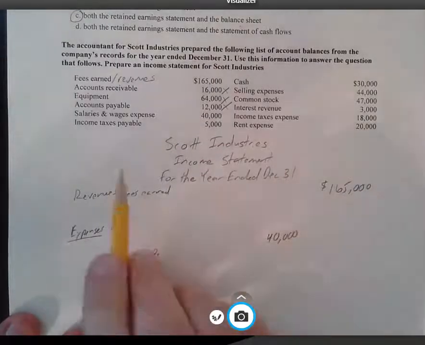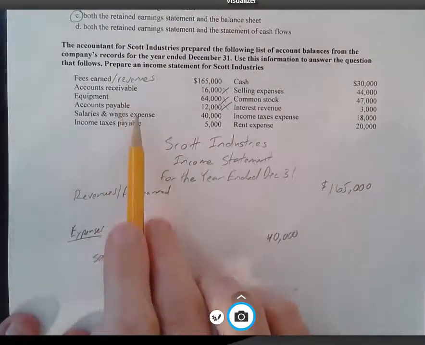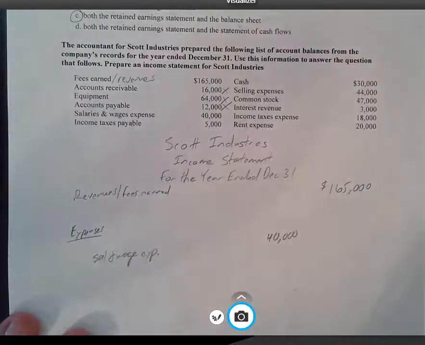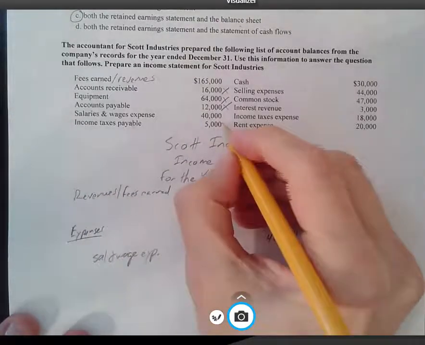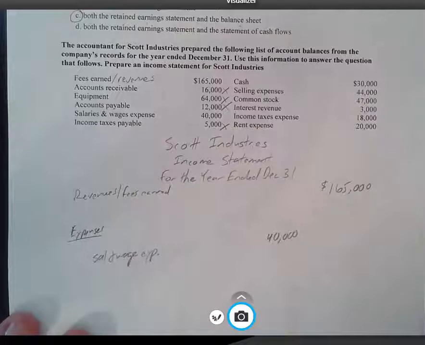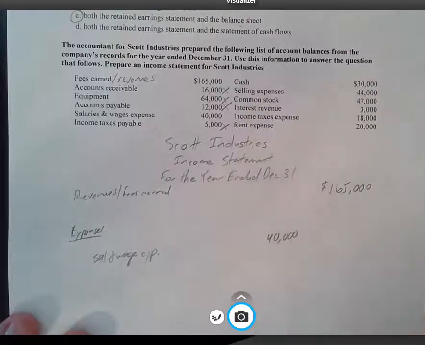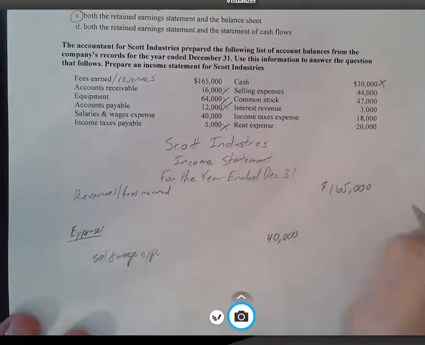Okay, income taxes payable. Well, just like accounts payable, anytime you see the word payable, we have a liability. That means that income taxes payable will be over on the balance sheet, and we do not need that account. Cash, what do you think? Cash is a current asset on the balance sheet. We do not need that figure.